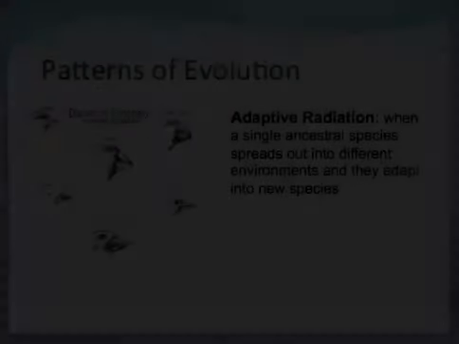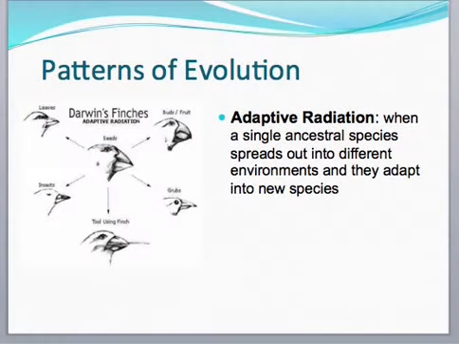The next topic we need to discuss is called adaptive radiation. First, let's take a moment to dissect that term. So adaptive means to change. Radiation means to move out from the center. So this is when you have a single ancestral species spreading out into different environments, and they adapt into new species.